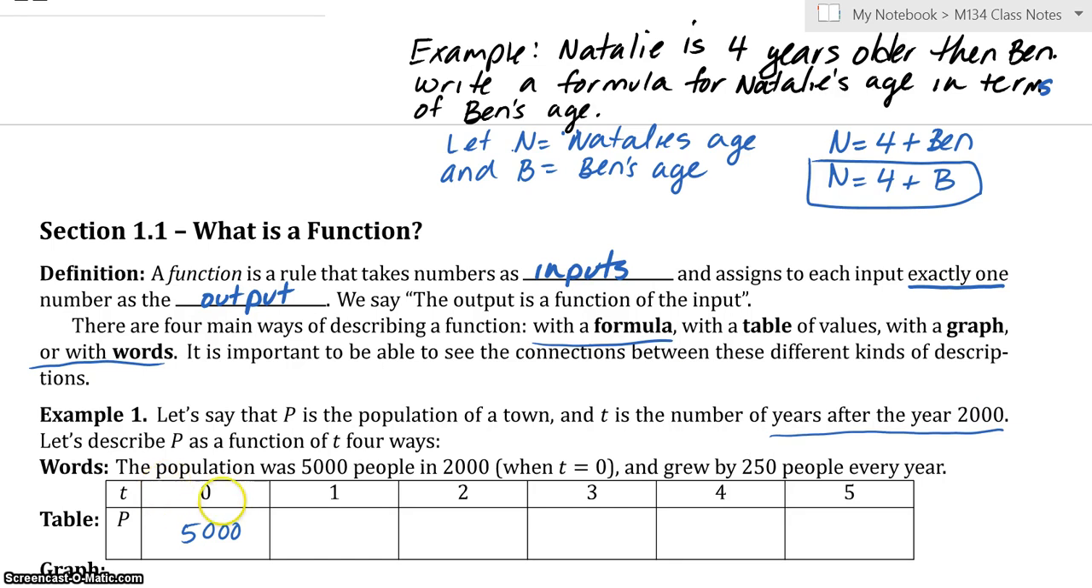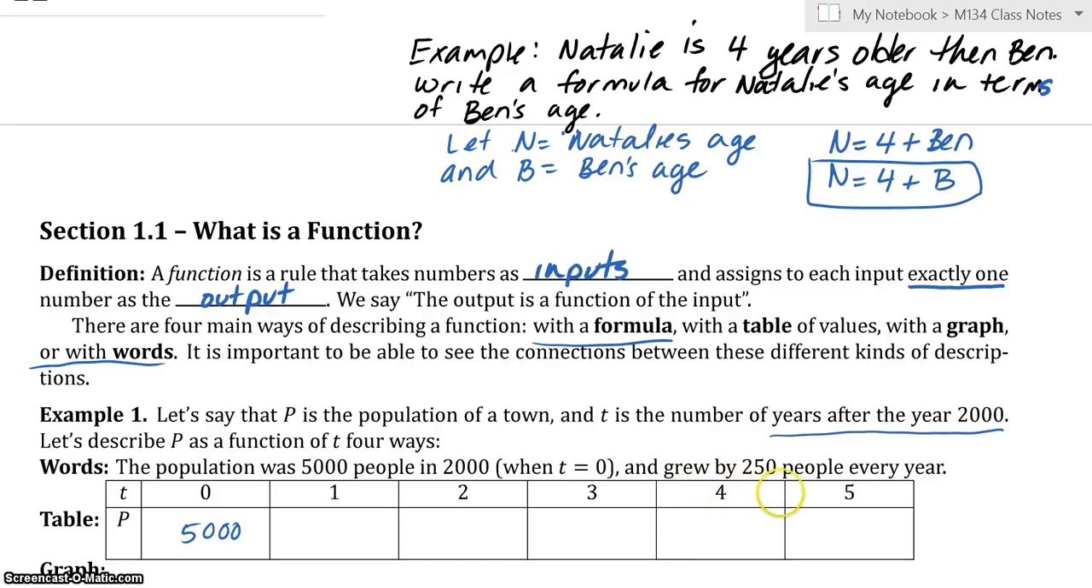The reason they didn't put 2000 here is because they wanted the T to be small. So a lot of times when they do these word problems with time, and they start in a specific year, you can say number of years after any year that you want, but wherever you want to start, you start from that spot.